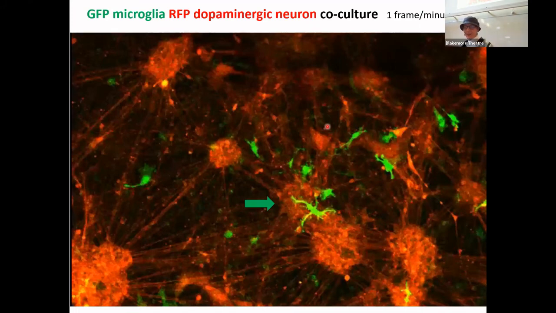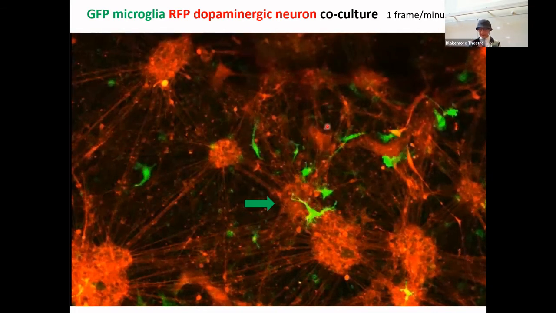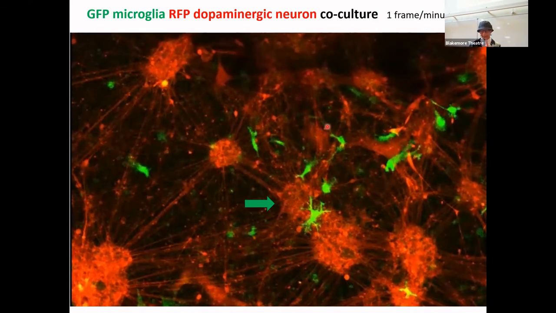Here they are now in green on a bed of red neurons, and I'm going to show you, if you look at the green arrow, when I start the video, you'll be able to see that the microglia in the centre is very interested in what's going on in that neuronal cluster, and it keeps revisiting it and then decides eventually to phagocytose something. So there it is.